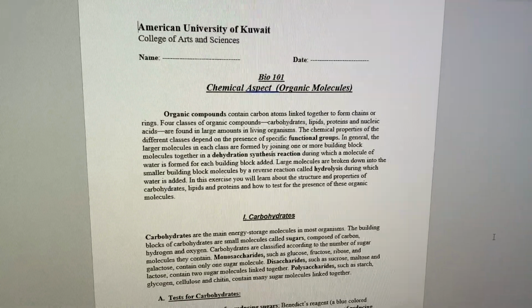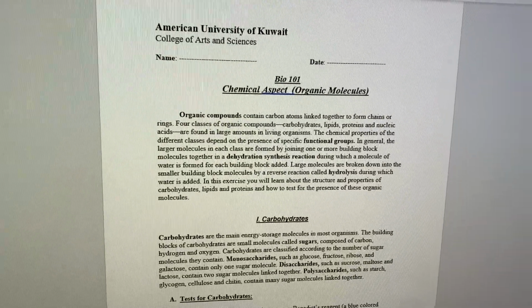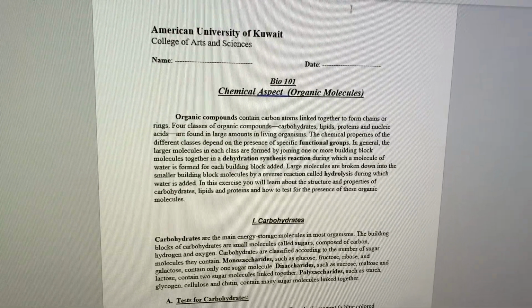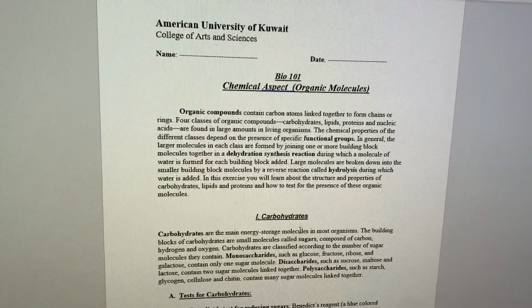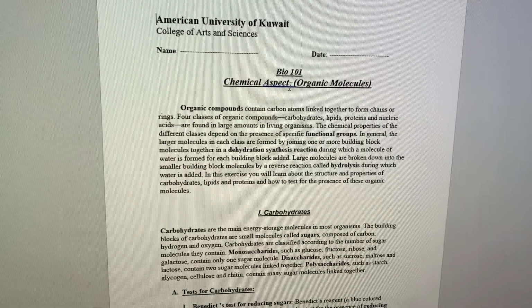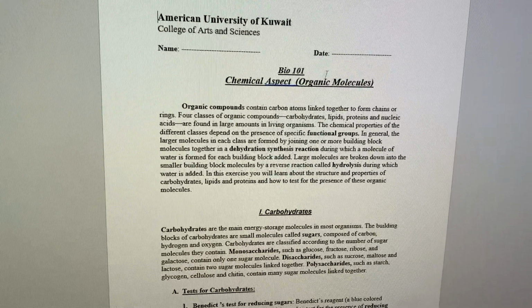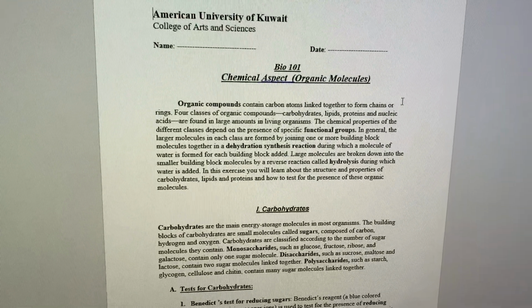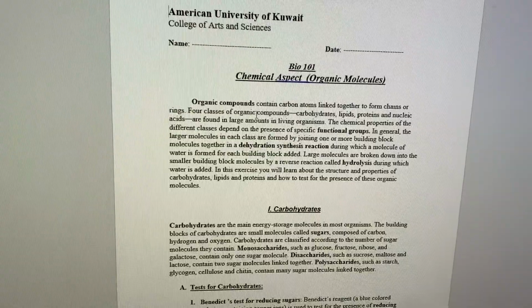Hello, this is our third experiment. It is called chemical aspect. It is, I think, chapter 3 in your books, where you actually studied about carbohydrates and proteins. Now, we call it chemical aspect or chemical molecules, or we call them organic molecules or large molecules. Those three names are all for one thing: organic compounds.